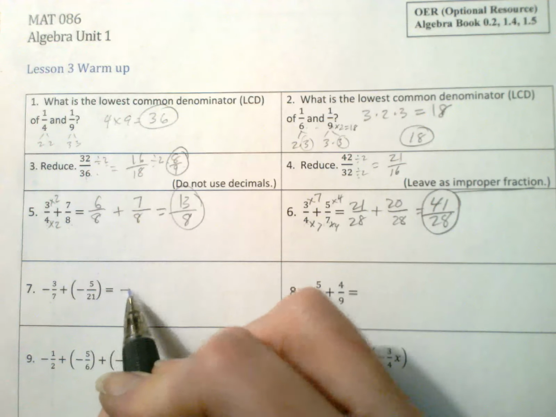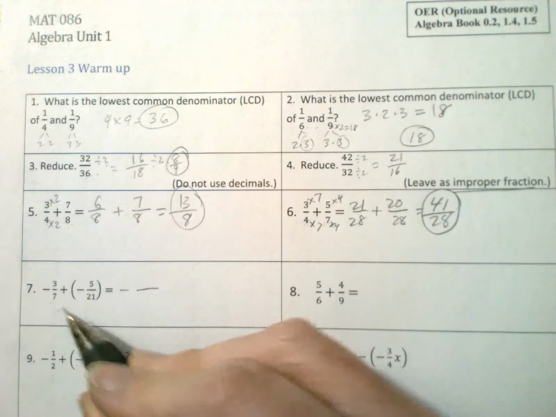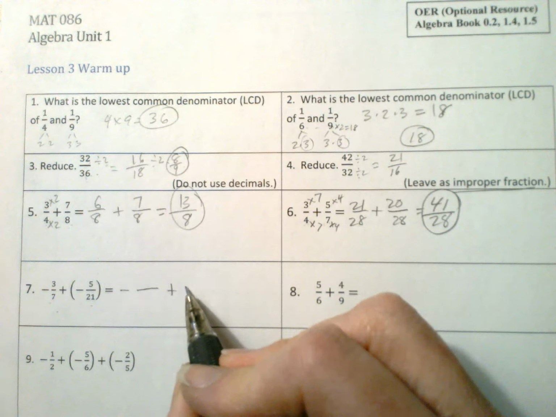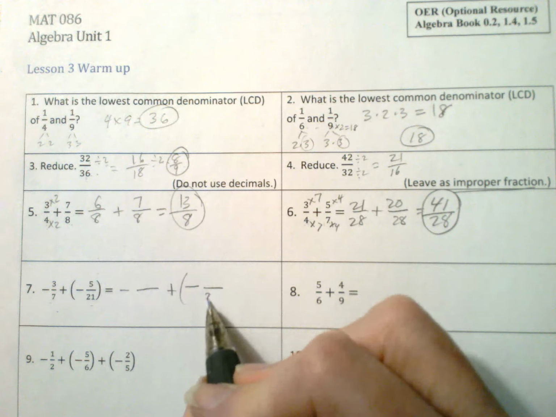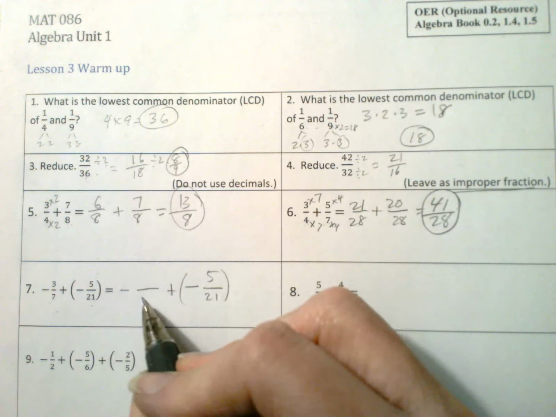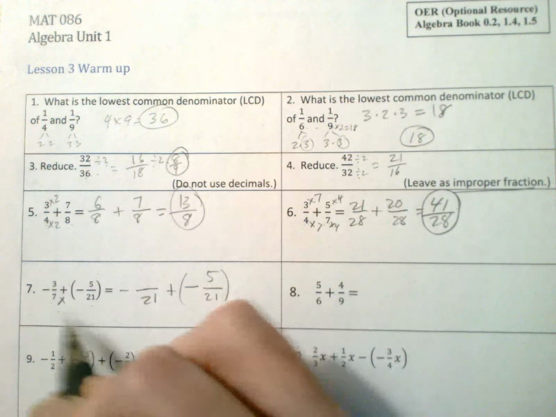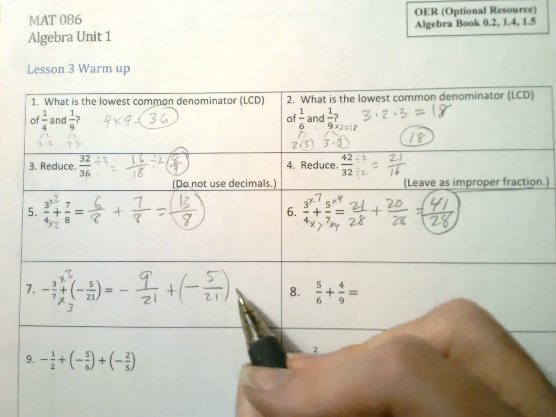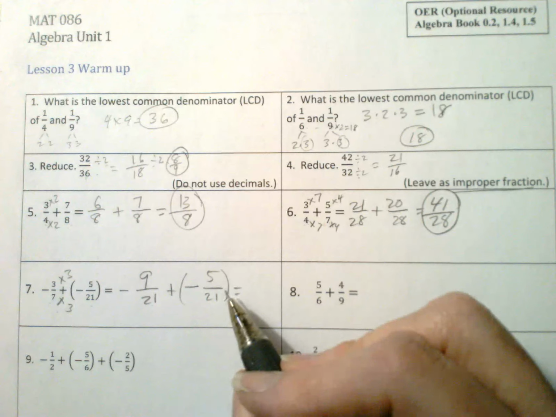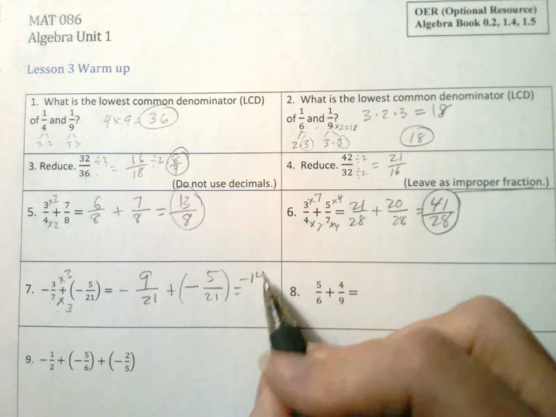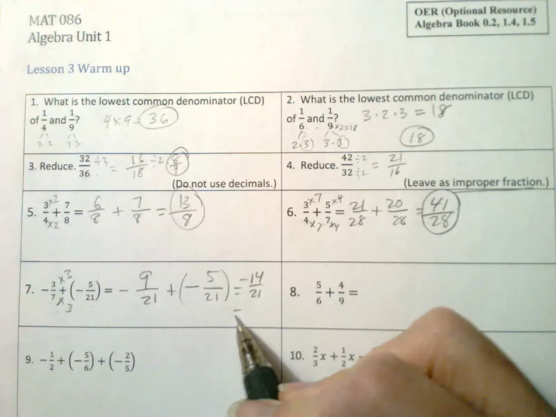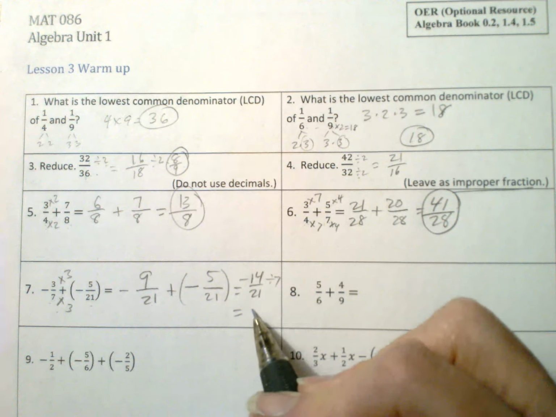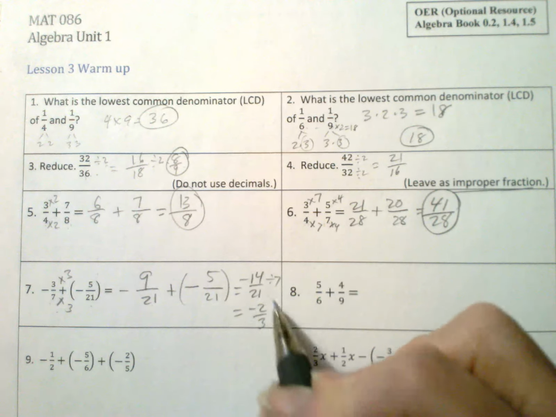Let's see. Factor LCD of 7 and 21, you can use the 21. Keep that as it is, 21. 7 into 21 is 3. 3, 9. Negative and a negative is a larger negative. And that is reducible by 7. Factor of 7, so negative 2 over 3.